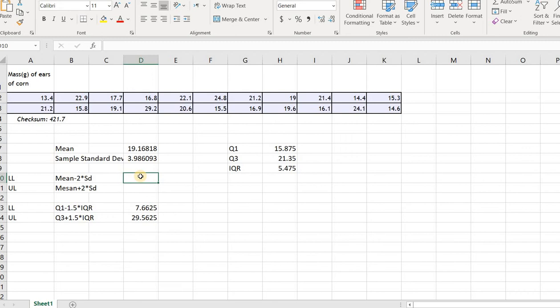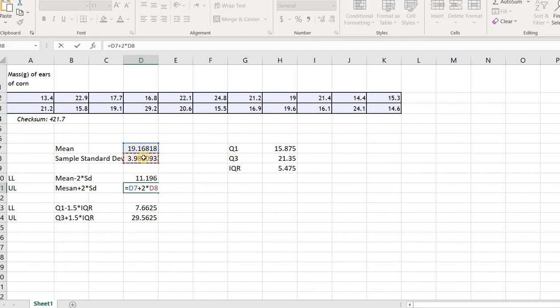The next method is the mean minus 2 standard deviations and the mean plus 2 standard deviations. This is related to the empirical rule. So we have computed the mean right here. I'm going to say the first rule is the mean minus 2 times the standard deviation. The next one, or the upper limit, is going to be equal to the mean plus 2 times the standard deviation. So I have the numbers.